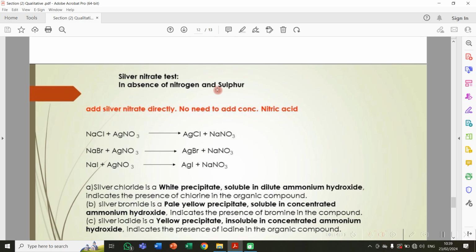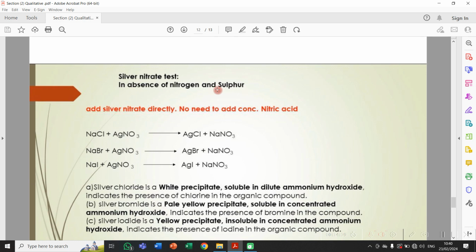After this, we took some other elements that may be present or may not be present. They are accessory elements, additional elements, like the nitrogen, the sulfur, and the halogen. How can we detect them? By doing Lassaigne test or sodium fusion test. We get our compound, we heat it with sodium. All nitrogen will be converted into sodium cyanide, all sulfur will be converted into sodium sulfide, and all halogen will be converted into sodium halide.